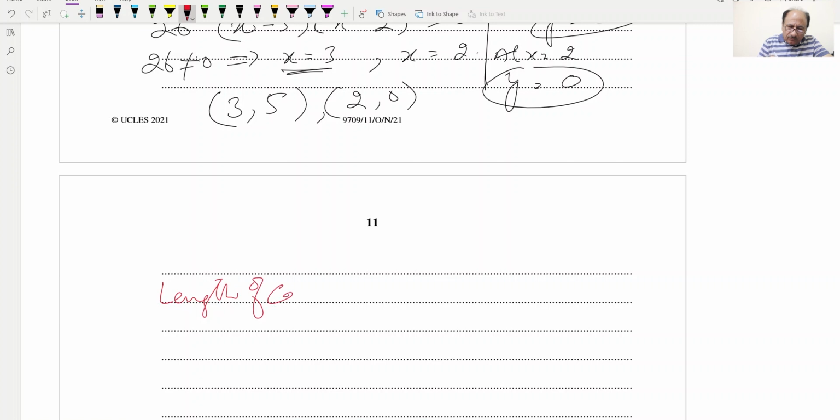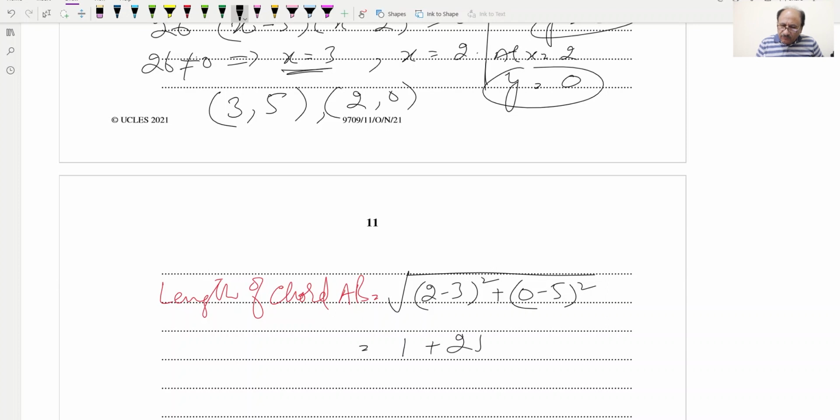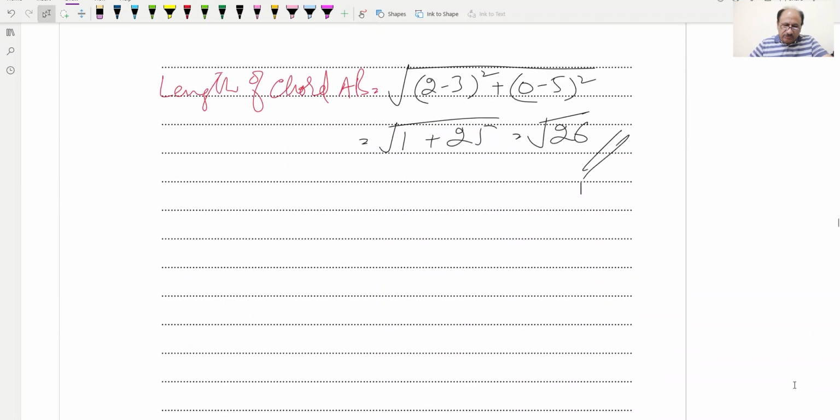Length of chord, which is AB, will be equal to the square root of (x2 minus x1)² plus (y2 minus y1)², so (2 minus 3) squared plus (0 minus 5) squared. Minus 1 squared will be 1, and this will be 25, under root, which is equal to root 26, and this will be our final answer for this question.